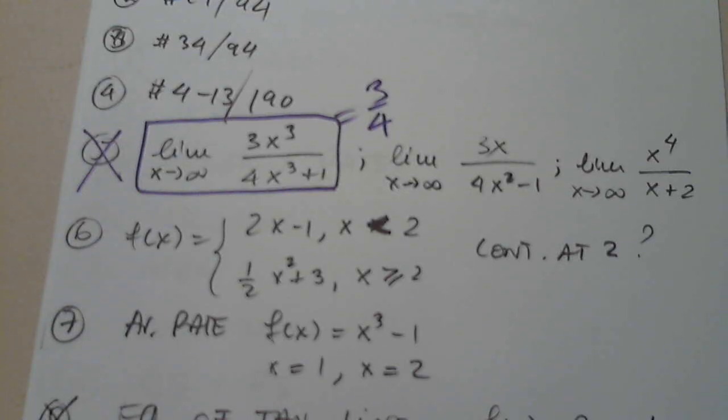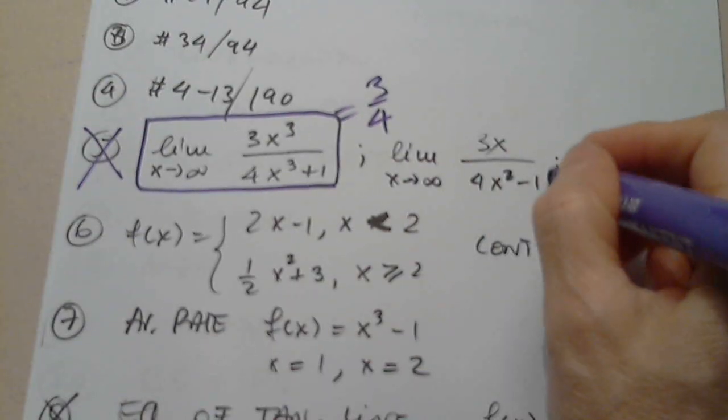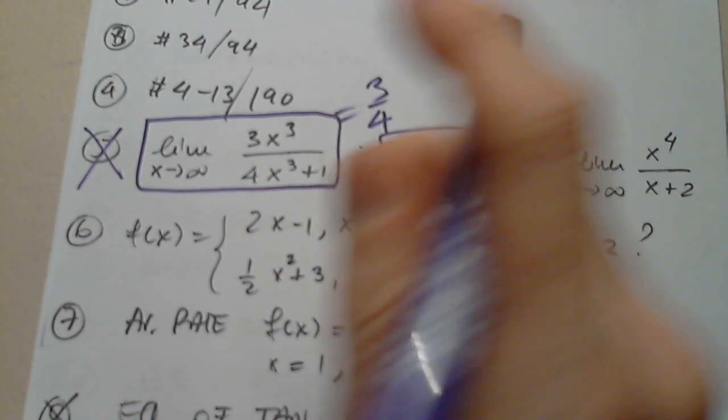Oh, it's not the power of the degree? No. If the degrees are the same, it's the leading coefficient over the leading coefficient. And they are the same. The numerator has degree 3 and the denominator has degree 3. Okay. Good. What about the second one?